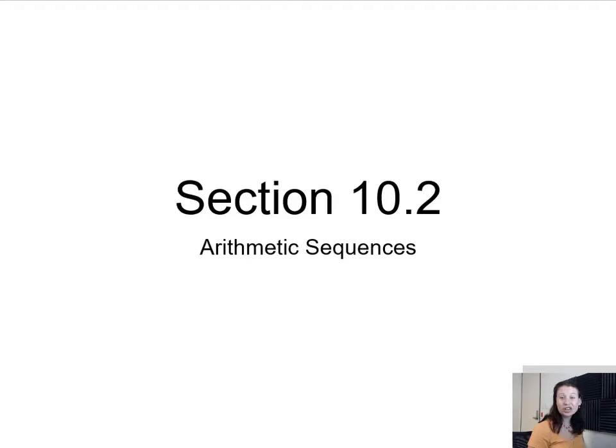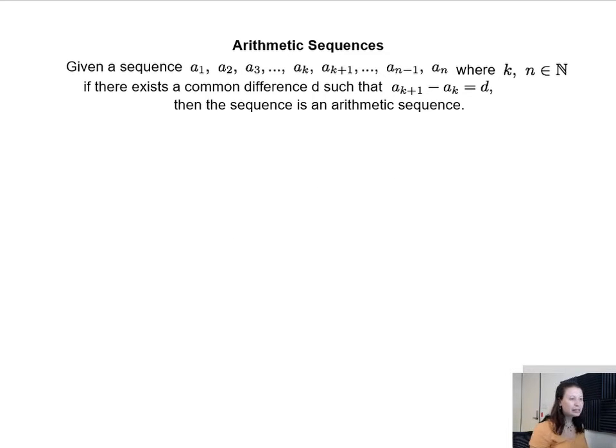All right, so this is section 10.2, arithmetic sequences. An arithmetic sequence is very similar to what we were talking about in section 10.1. It is just a1 all the way up to an, where k and n are just integers, if there exists a common difference d such that a(k+1) minus ak equals d, meaning each term and the term before it have this common difference d. Then the sequence is an arithmetic sequence.